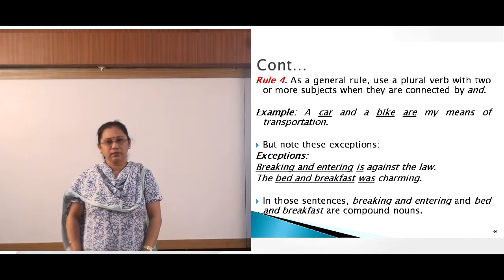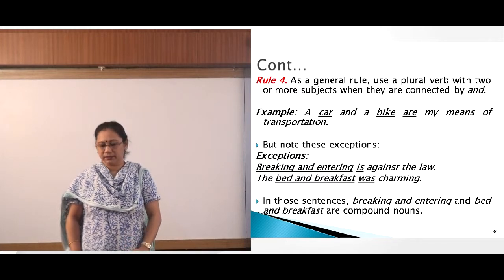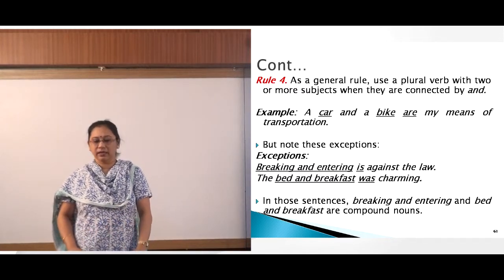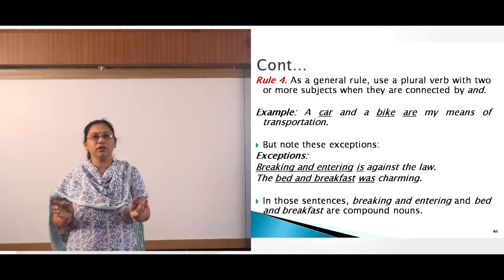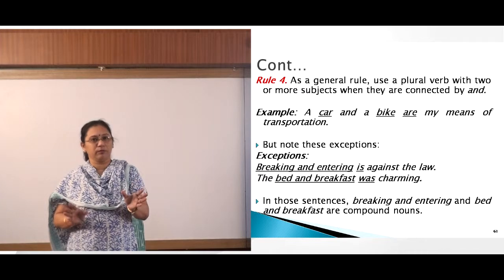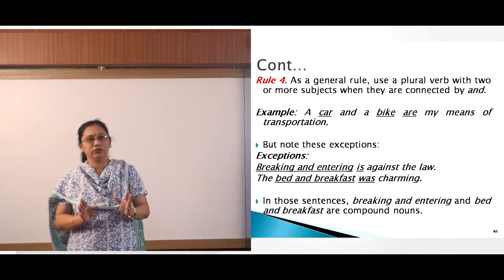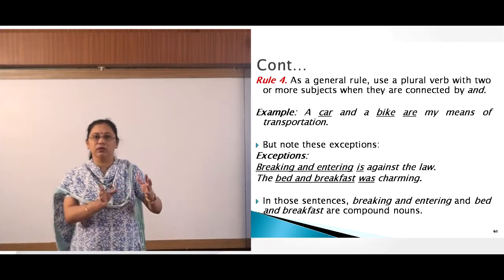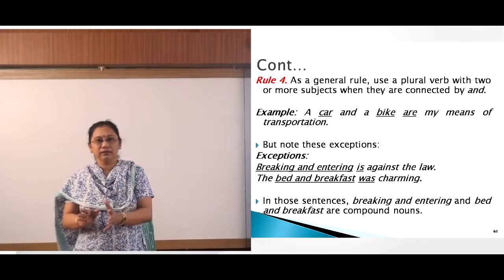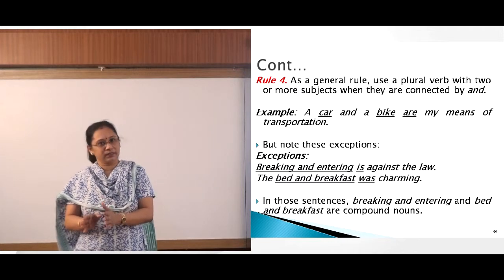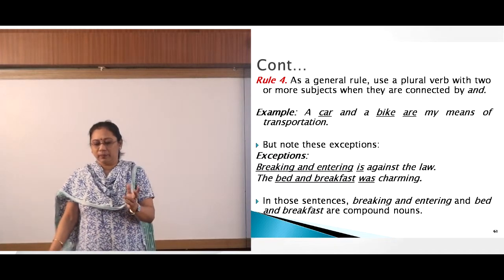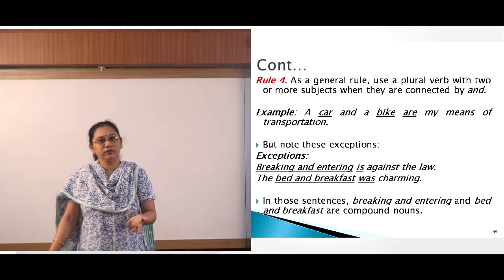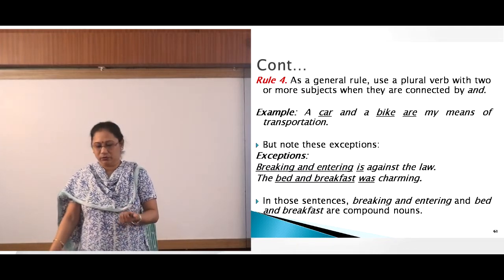As a general rule, we use a plural verb with two or more subjects when they are connected by "and." Alright. Example: a car and a bike are my means of transportation. So when you have the word "and," you are talking of two things, a car and a bike, two components or two parts that you are talking about. "Are" is the word that you will use in the sentence. So the verb will be "are" and you are talking about two subjects. So you have a car and a bike which are my means of transportation. So "are" is the verb that you will use.